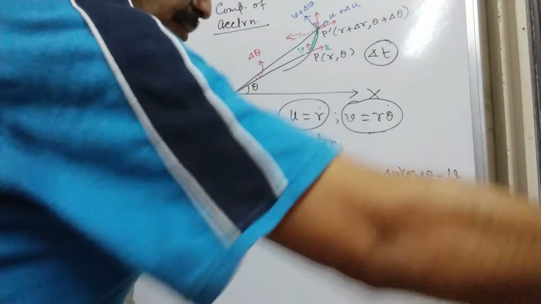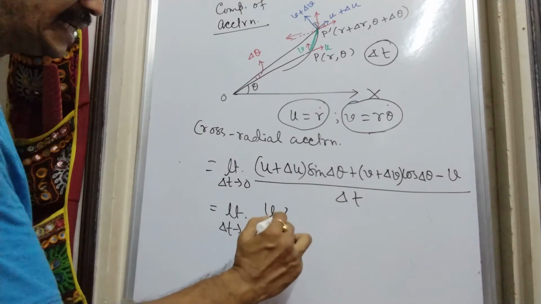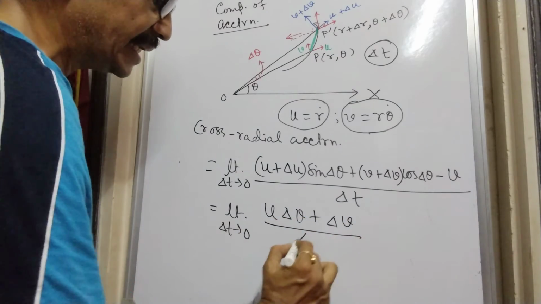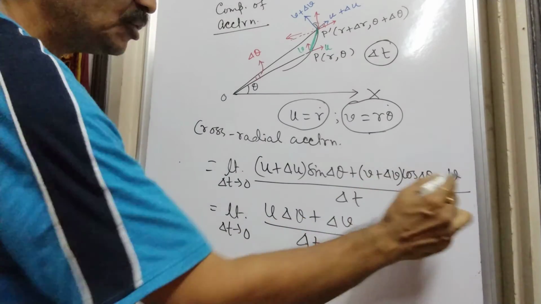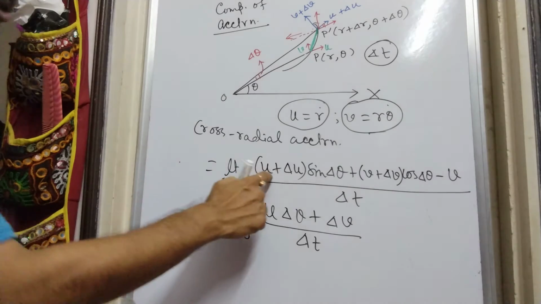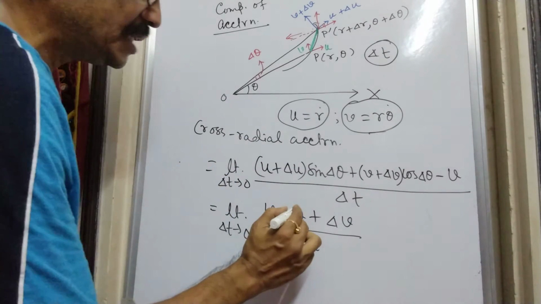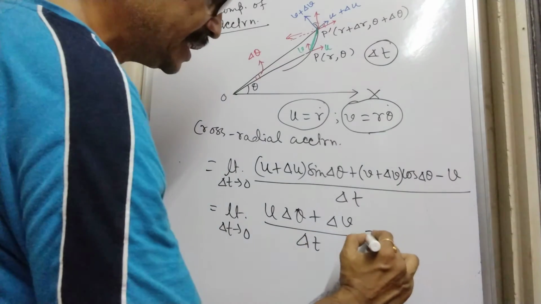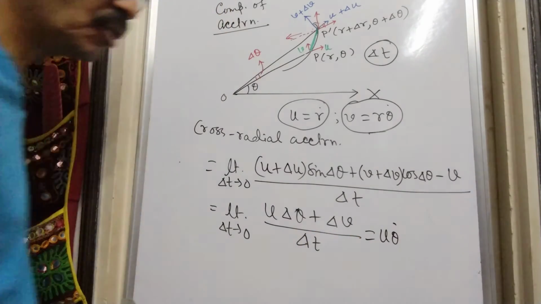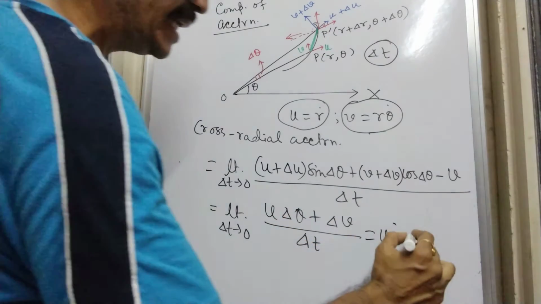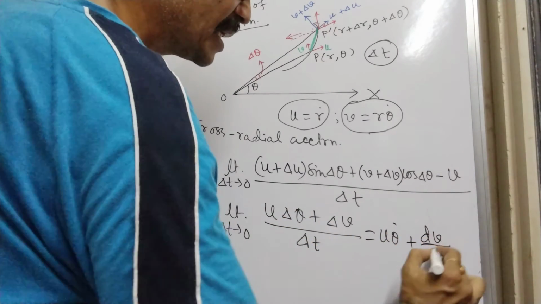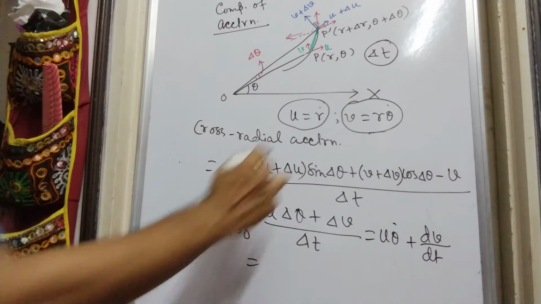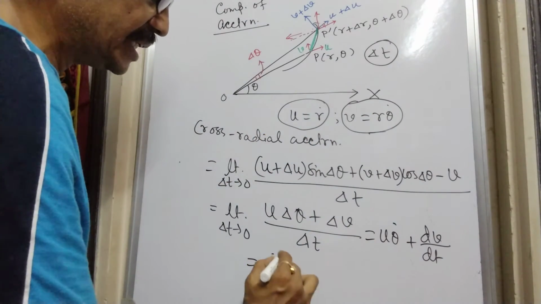So we have u delta theta plus delta v by delta t. This v cancels out since this is 1 and this is only u delta theta. And what is u delta theta by delta t? As delta t tends to 0, it is nothing but u theta dot. And what is delta v by delta t? It is dv dt. Okay. Now let us look at this u and v. u is r dot, so this is r dot theta dot.